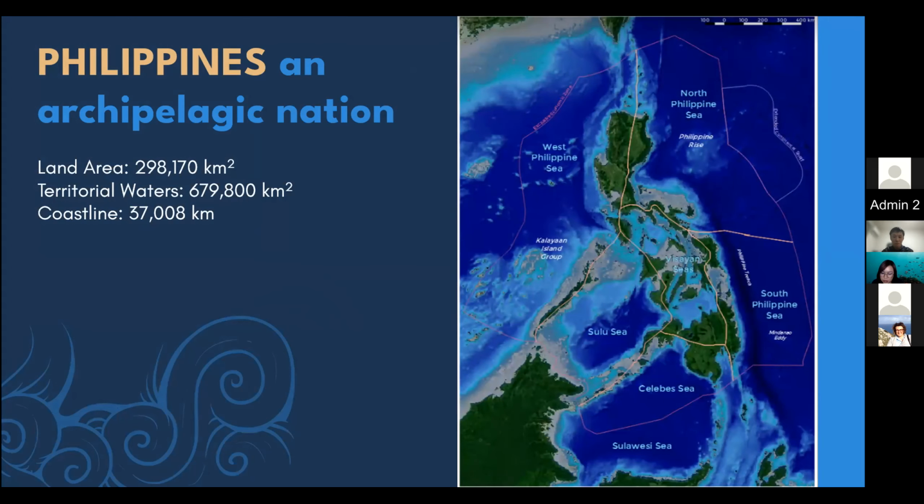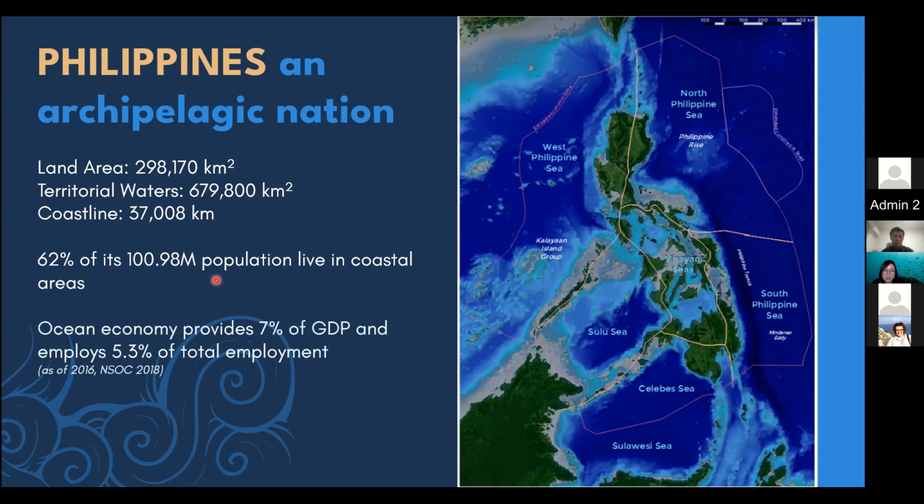Just to introduce the Philippines, it's an archipelagic nation with one of the longest coastlines in the world. About 62% of our large population live in coastal areas, while the rest rely on our seas in one way or the other. The ocean economy is estimated to provide about 7% of our GDP and employs about 5.3% of the total employment. The estimated value of the coastal and marine ecosystems is almost $1 trillion US annually.